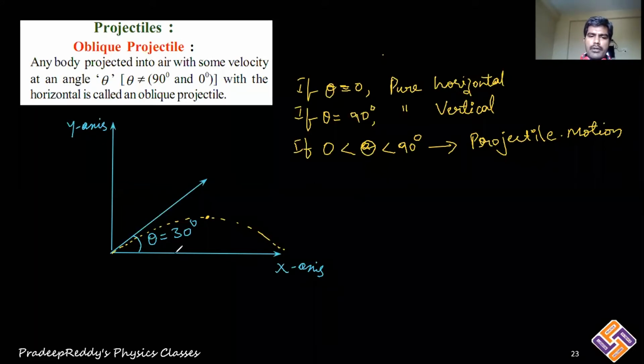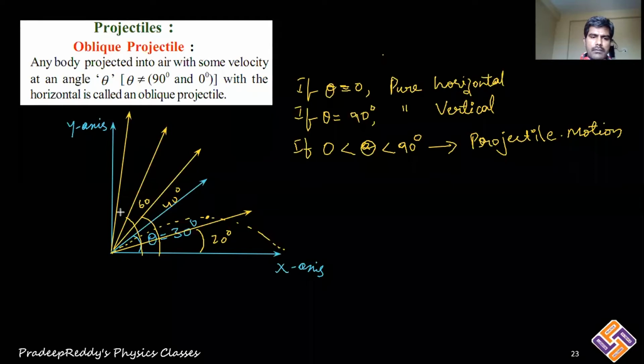Theta can be 30, 40, any value it can be. It can be projected like this, like this, like this. Any value it can be. Theta can be, say, this angle, I can consider it as 20 degrees. This angle I can consider as 40, this angle as 60, like that. Even it can be this closer angle, even 88 degrees. Even if it is 88 degrees, it will not be considered as vertical motion. It will be considered as projectile motion itself.